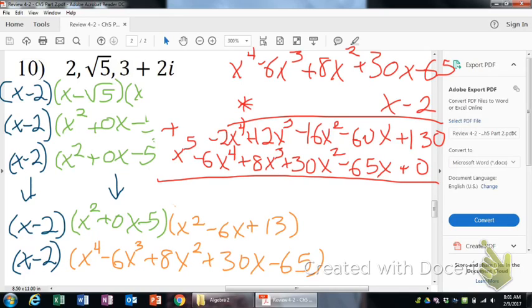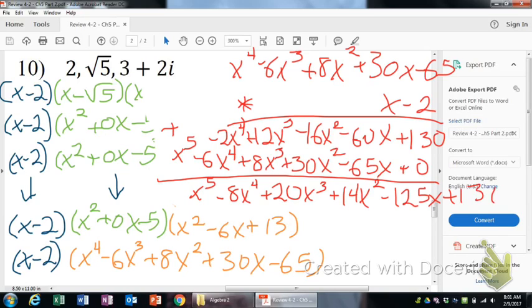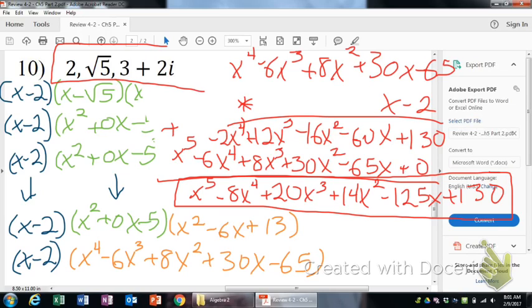Now I'm going to add all these terms up. X to the fifth minus 8x to the fourth plus 20x cubed plus 14x squared, sorry it's no longer lined up, minus 125x plus 130. That is my final answer. I had 2 solutions to start with up here. There were 3 more once you take the conjugates into account. And I ended with x to the fifth, exactly like I wanted.